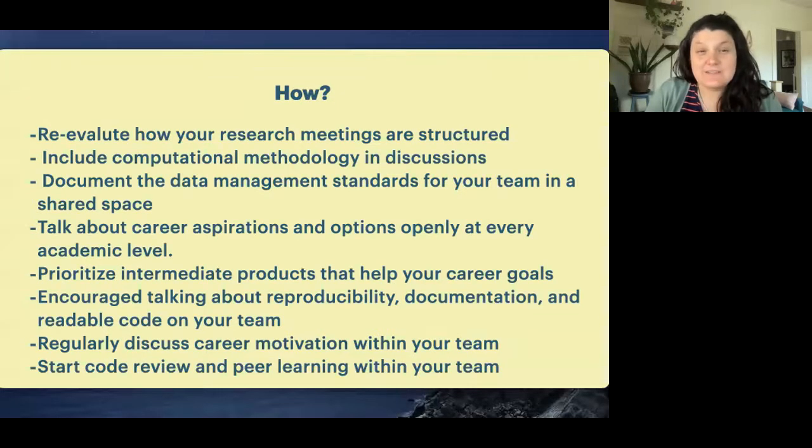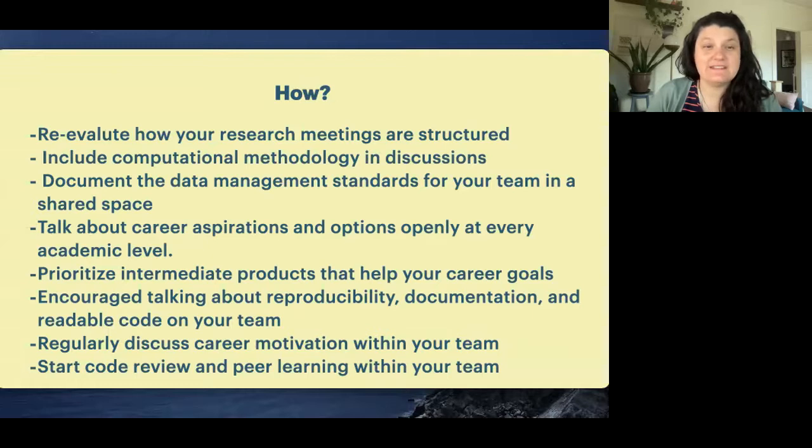And talk about your career aspirations openly at every academic level. So talk to your interns, talk to your undergraduates about what they want from their career. Ask yourself, ask your colleagues. And when you're deciding these data management plans, make sure that you're hitting these research products that get the people to where they need to go. Not everyone is going to be a professor. So doing reproducibility might be more than just being a perfect researcher. It might really help you get to a really good job that you love.